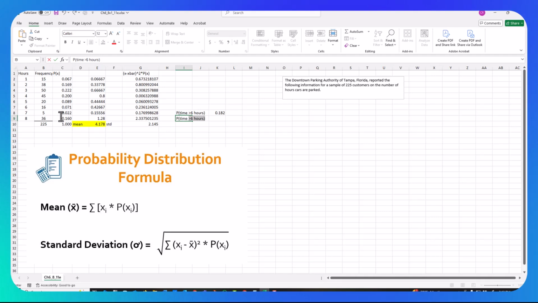And then I could do time is less than or equal to 3 hours. And so less than or equal to 3 hours would be 1, 2, and then also 3 because of that equal sign to get that probability as well.